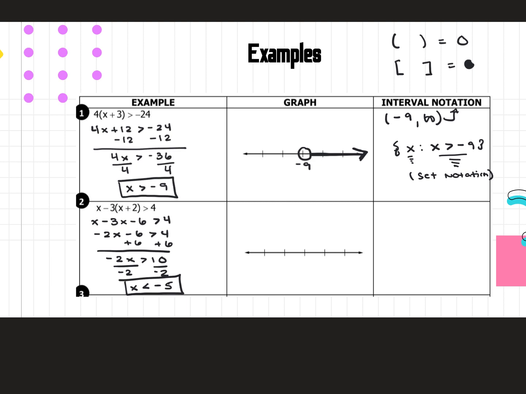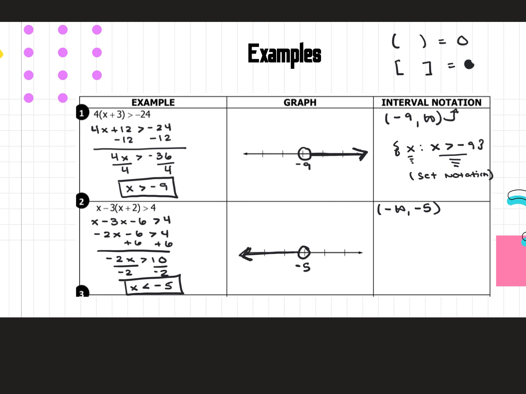So again, I'm going to have an open circle at negative 5, and I want those x values that are less than negative 5. So I'm going to the left. All right, interval notation again. So I'm going to have negative infinity to negative 5. Think about it: we're starting with all those negative values and we're stopping at negative 5. So remember, the left side of the number line are your negative numbers, the right side are your positive numbers, or go to positive infinity.